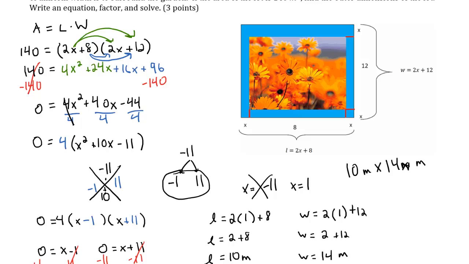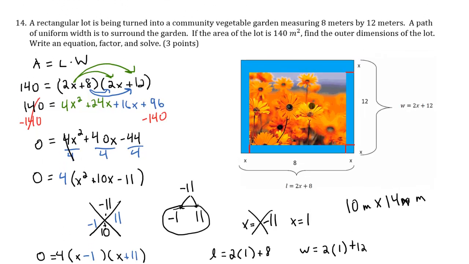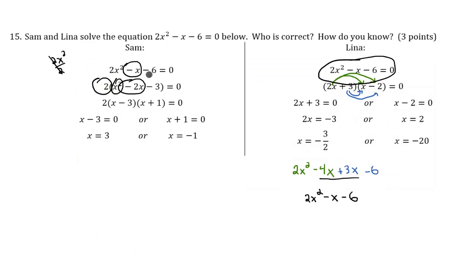14 was the longer problem where we had to use the area formula to solve for x, and then plug those x values in, or well, we just plugged in the one x value actually. Negative 11 didn't work. We plugged that into our length and width formulas to get our dimensions. And then lastly, we had Sam and Lena. We figured out that Lena did the problem correctly.